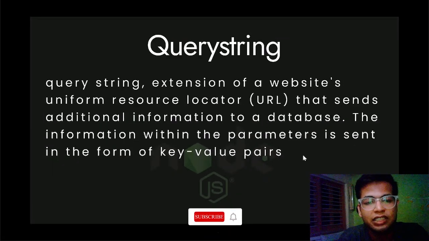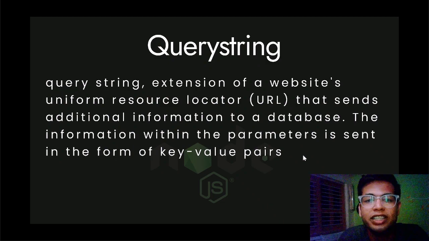So what is a query string? A query string is an extension of a website's uniform resource locator, meaning URL, that sends additional information to our database. The information within the parameters is sent in the form of key-value pairs. So let's understand it with an example.